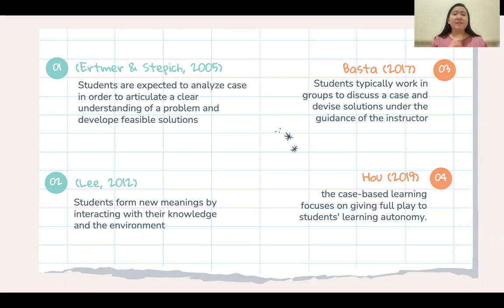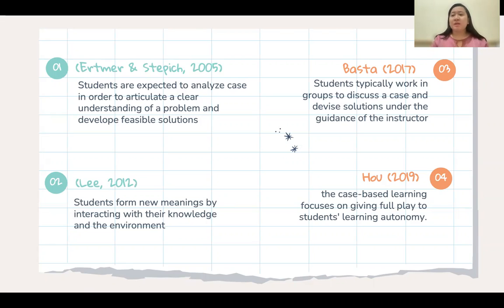And then the second definition of case-based learning comes from Lee, 2012, where students form new meanings by interacting their knowledge and environment. So it means that in case-based learning, students relate the knowledge and the concept to their real life.